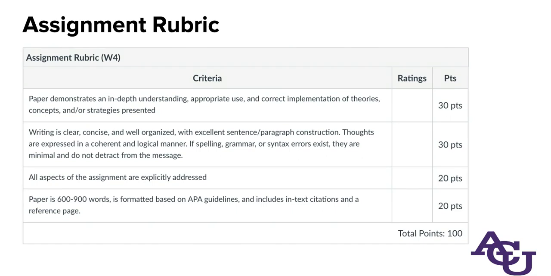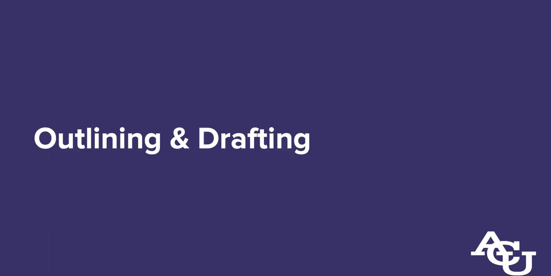And also keeping in mind the first item in the rubric, which is 30% of the grade, making sure that you're demonstrating that you not only understand, but are planning to use the things from the reading like theories, concepts, and strategies to achieve your goal. So let's take a look at the outlining and drafting part.